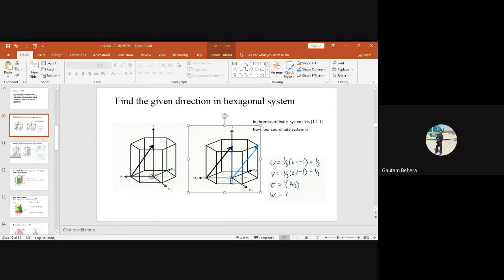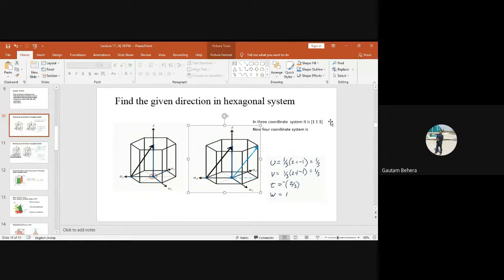Again, I'm showing this is the origin. I will move 1 unit magnitude in the A1 direction. Then from here I will move towards the A2 direction, 1 unit magnitude. I'll reach over here and finally I will move in the Z direction by 1 unit magnitude. So that is why it is 1 1 1 direction.